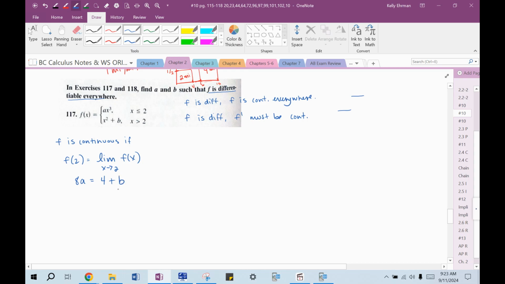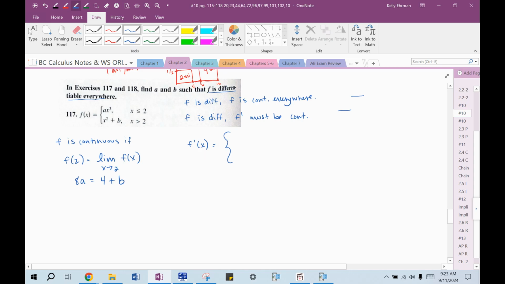And then I'm kind of stuck right here because I have a 2-variable equation and nothing else to do with it. So that's where the second part comes into play. I need to know that f prime is continuous. So first I need to make an f prime equation. So take the derivative of each piece.